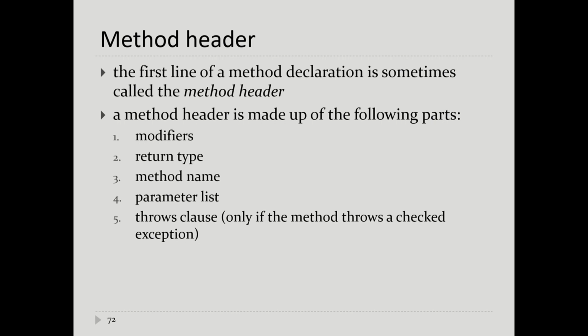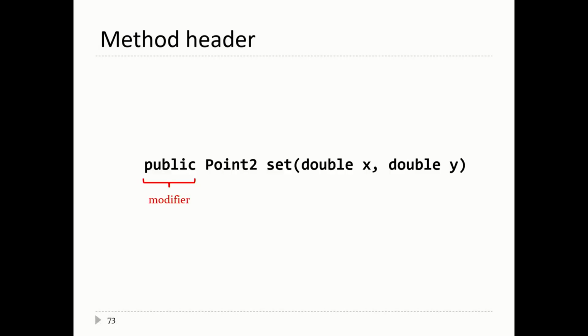OK, so when you create a method, the first thing you do is write down what's called the method header. And that method header can be made up of 5 different parts. There's a modifier or modifiers, the return type, then the method name, then the parameter list. There is sometimes a throws clause, but we're not actually going to use those in this course. But you will occasionally see a throws clause at the end of a method header. So your method header is just the declaration of the method.